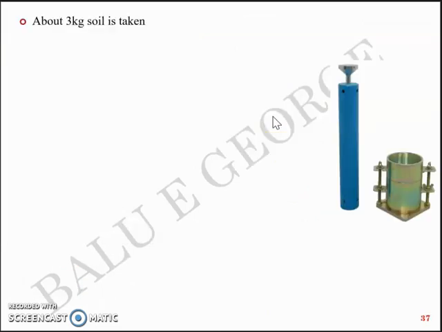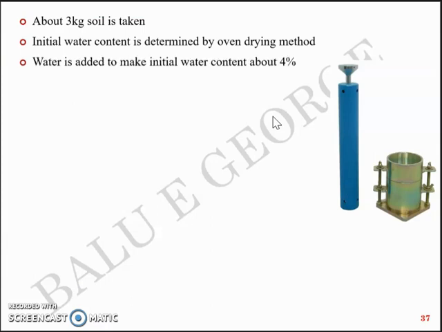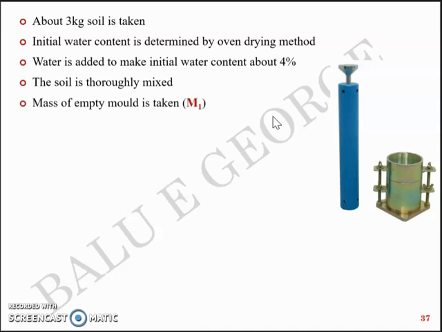Procedure in detail is here. Take about 3 kilograms of soil. The initial water content is determined by oven drying method, and then water is added to make the initial water content about 4% to start with. The soil is thoroughly mixed, and the mass of the empty mold is taken. Let's mark it as M1.